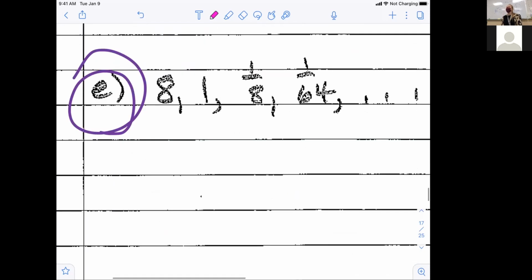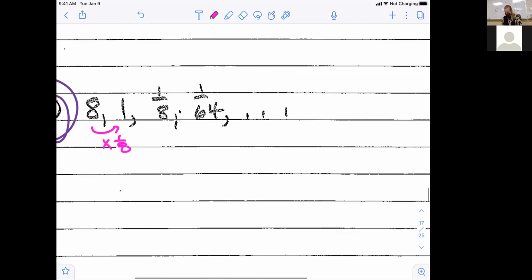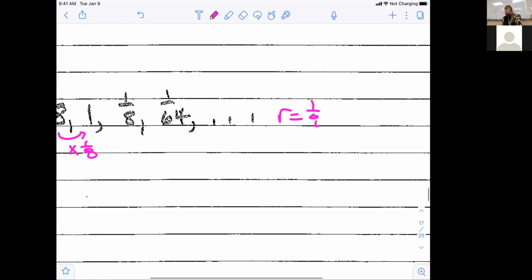All right, what's my common ratio here? 1/8, very good, Whitley, times 1/8. I'm dividing by 1/8, and it's positive. I don't see any negatives here, so it's positive 1/8. R equals 1/8. Remember my formula here goes a sub n equals a sub 1 times r raised to the n minus 1.